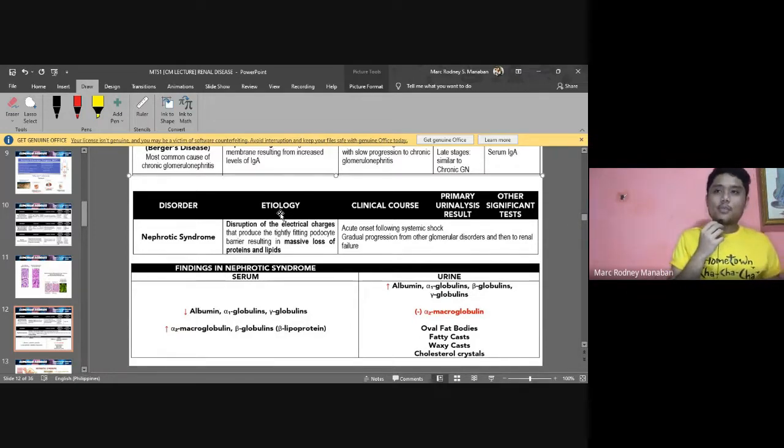But for albumin, since its weight is 69,000, it could pass through the glomerulus if not for the shield of negativity. Okay, but in nephrotic syndrome, because of the damage to these electrical charges, albumin slips through. That is why there is massive proteinuria. Take note of that. Massive proteinuria. So proteins keep coming out, not only albumin, although the majority is albumin.